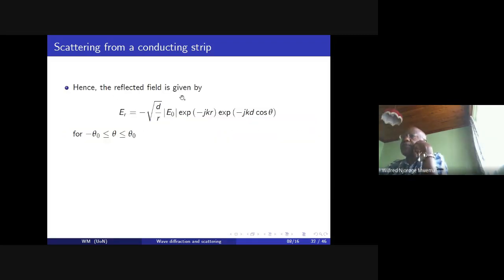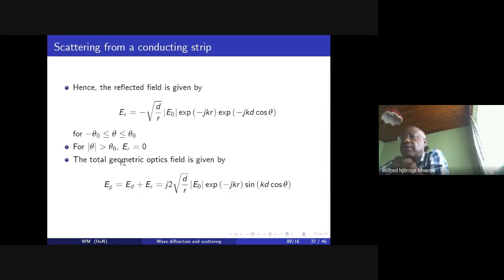And therefore the reflected wave, the field will be given by just the minus of what we had before for the angles minus theta naught less than theta less than theta naught. And for the angle theta greater than theta naught, ER is just going to be equal to 0. So the total geometric optics field is then given by the direct field, that is the direct field coming from the line source, plus the reflected field that is reflected at the conducting surface.